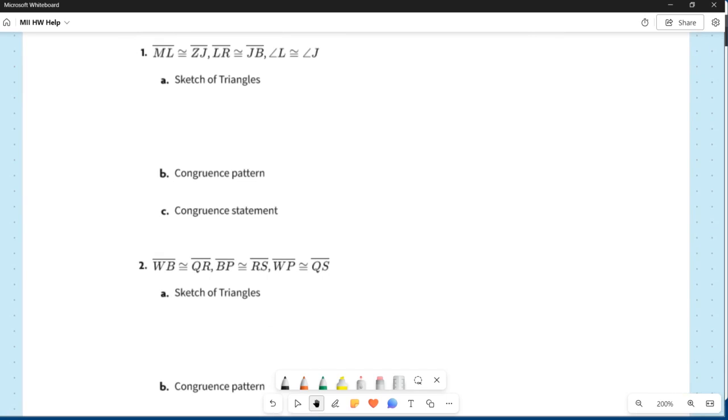All right, so for question 1, we are told that side ML is congruent to side ZJ. We're also told that side LR is congruent to side JB, and we're told that angle L is congruent to angle J. All right. So our first task here is to do a sketch of these triangles.